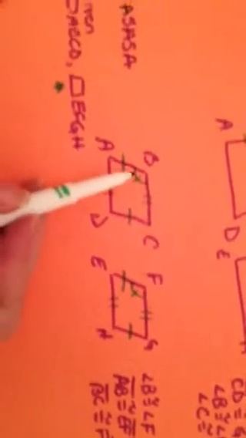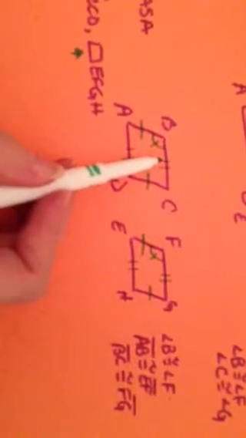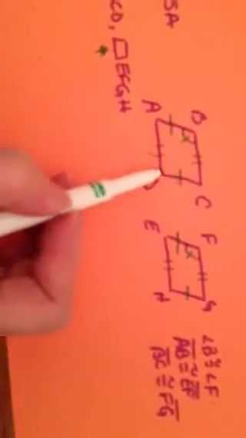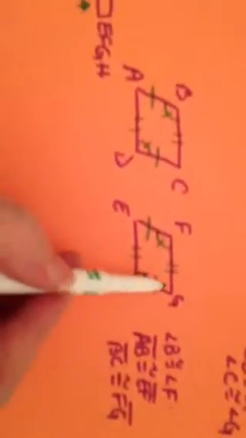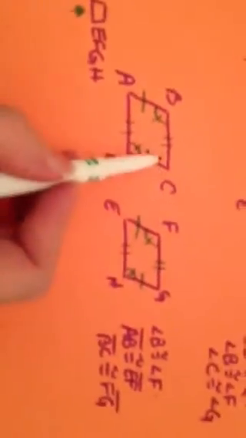Do I have my angle, side, angle, side, angle? Angle, side, angle, side, angle. I don't have it yet. So how am I going to get these angles congruent? In a parallelogram, opposite angles are congruent. So we've got that angle, side, side, angle. So I still have to get these two angles congruent. How can I do that?